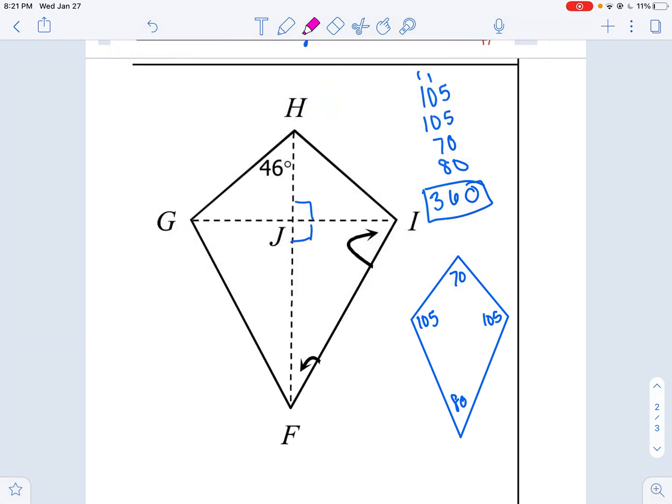So once you've found this triangle and this triangle, that's when you can start using your kite properties to find the other two. But you want to start off with just using your right triangle properties, and that will make life a little bit easier for you just to get started.